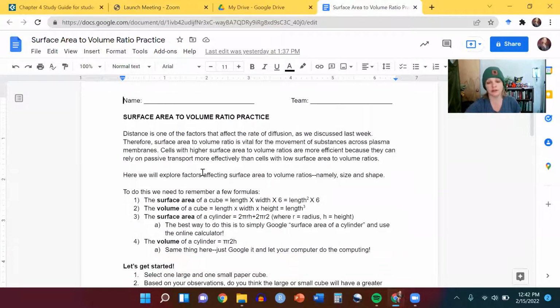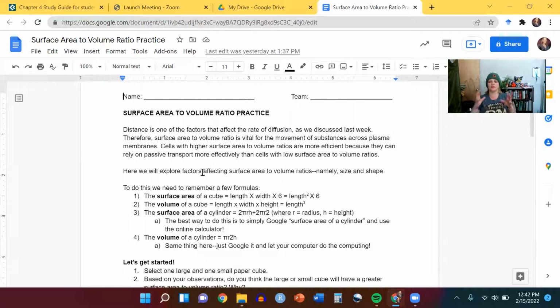Okay, so we talked about the importance of surface area to volume ratio, and it is a really important concept to understand. And so I wanted to do this little activity to help you understand what are the factors that control surface area to volume ratio. The ones that we're going to look at are size, and then we're also going to look at shape.